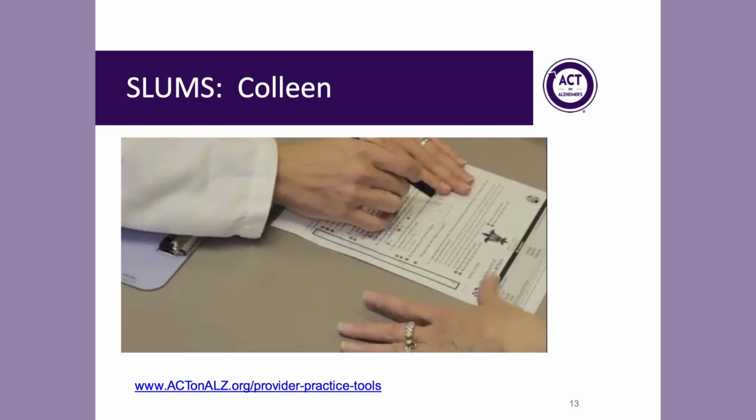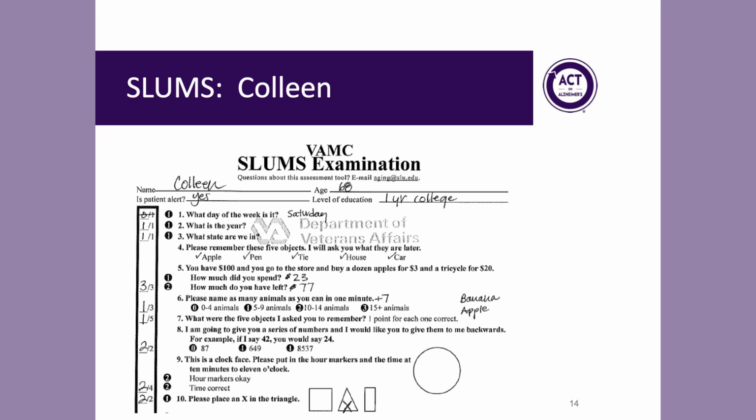Hopefully by now you have already viewed the SLUMS on patient Colleen and tried to score the instrument yourself. What we'll do next is go through the scoring to get agreement. The first 3 questions are about orientation. Colleen correctly answered number 2 and 3, but said Saturday for the day of the week. The day of the week was actually Monday, and so she received 0 points for that question.